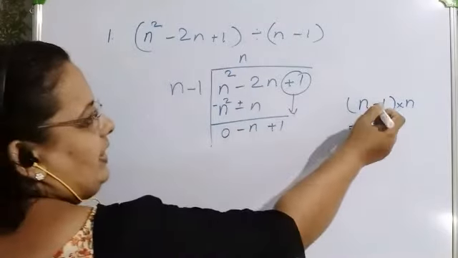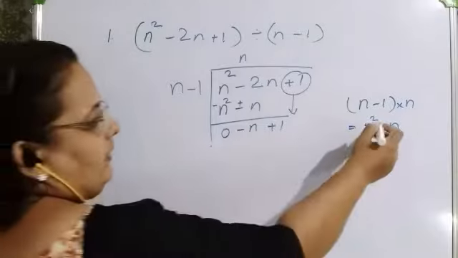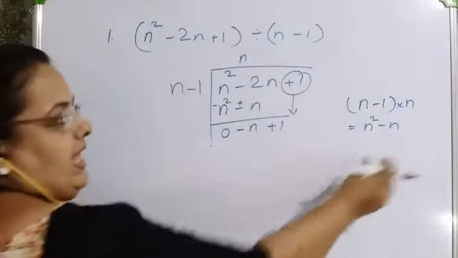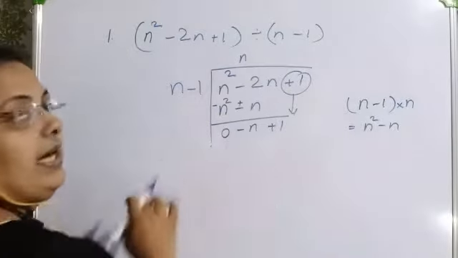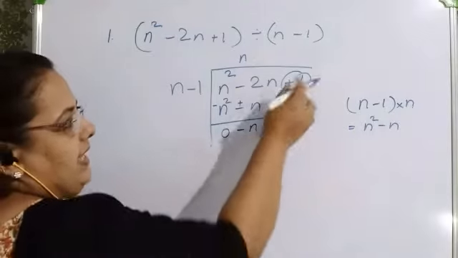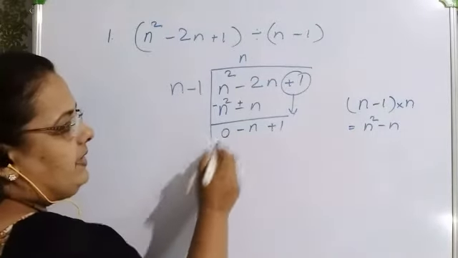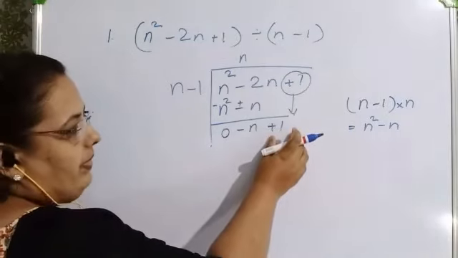For that what we did, n minus 1 is multiplied by n. So we got n square minus 1, and that we wrote here, and this n we wrote in the quotient's place. Now subtracted, we got minus n, and then this became 0. So here now what we did, plus 1 we brought it down.